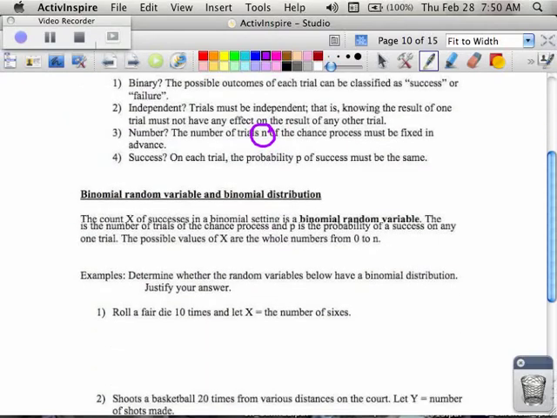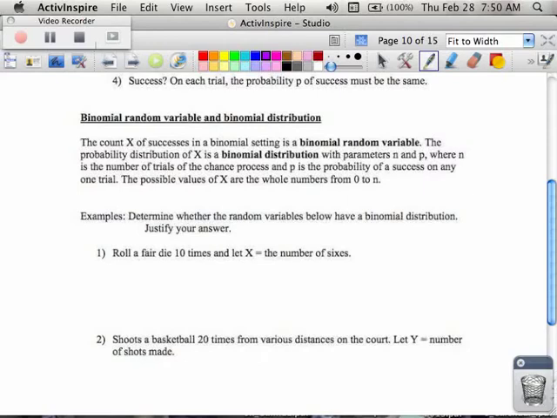When you're talking about the distribution of this binomial random variable, the x is the success, and the probability has parameters n and p, n being the trials, p being its probability. And then all the values for the x are the whole numbers from 0 to n. So if I'm shooting 10 baskets, I could have 0 that I made, or I could have 10 that I made, and anything in between. That's what they're talking about.